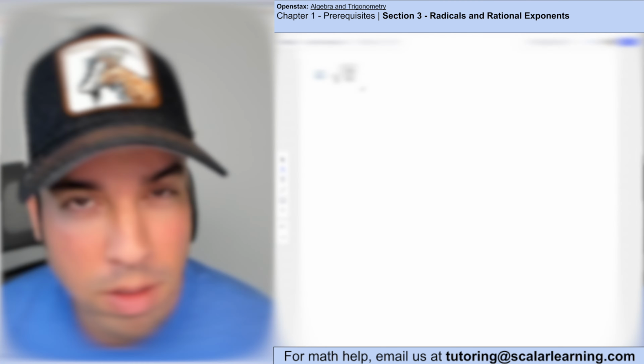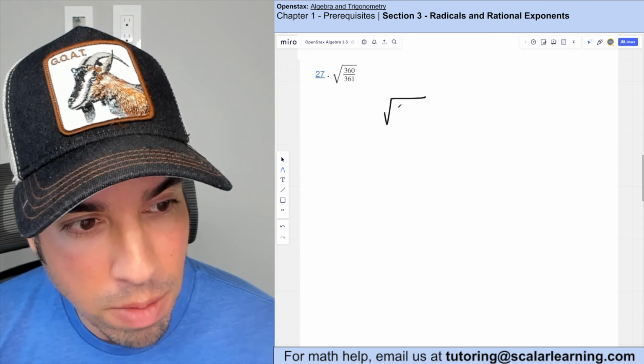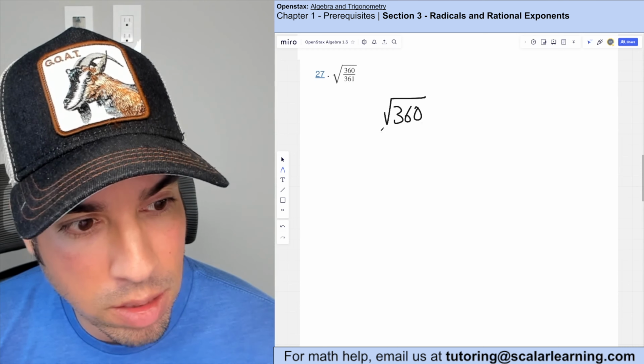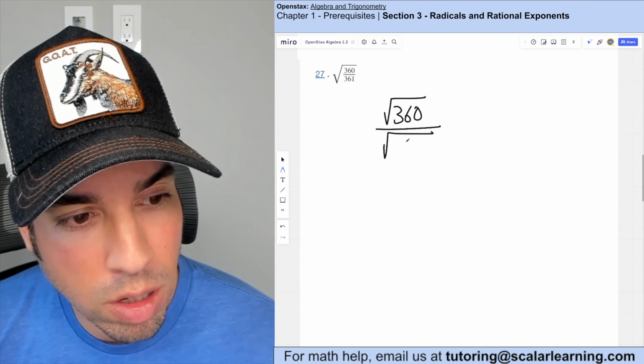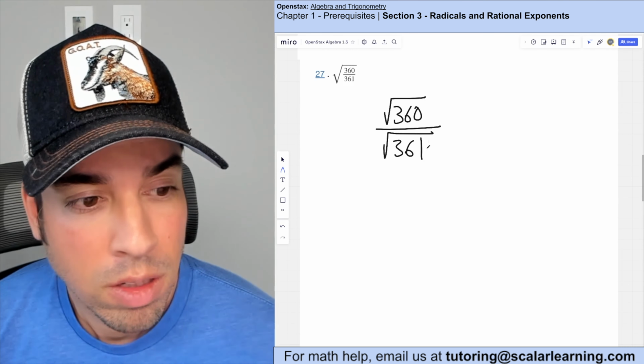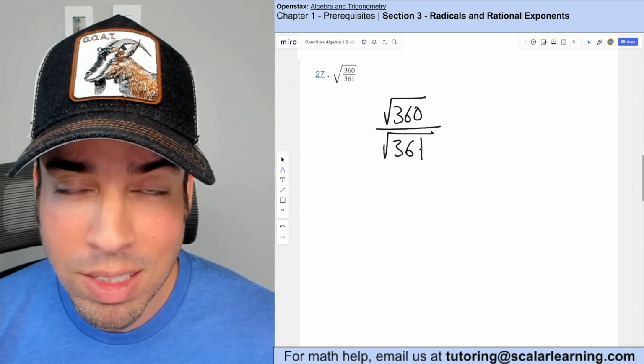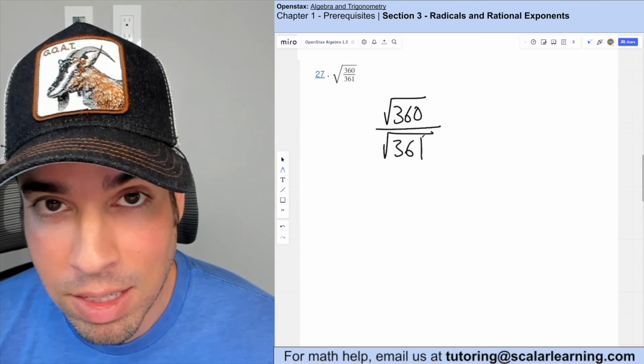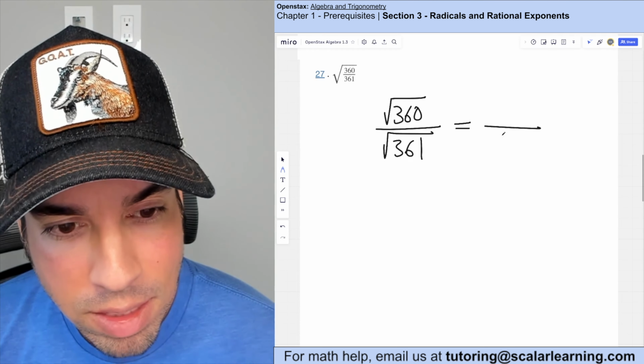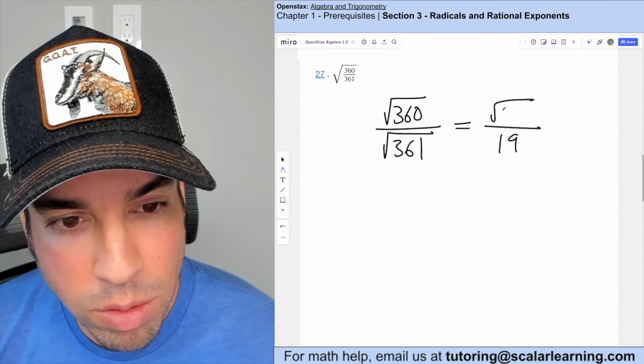Boom, done. Again, I'm going to split this up as the square root of 360 over the square root of 361. This is pretty nice because the denominator is actually a perfect square. 361 is 19 times 19. As such, we get 19 on the bottom, but the square root of 360, we're going to have to break that up a little more.